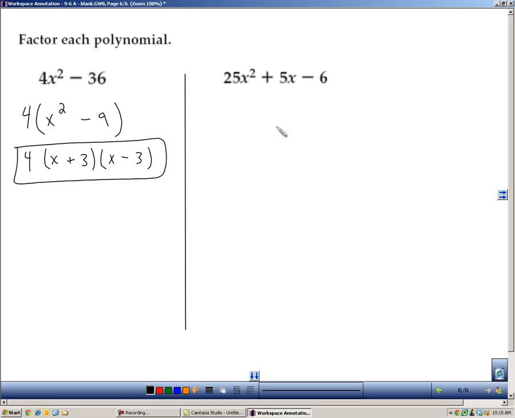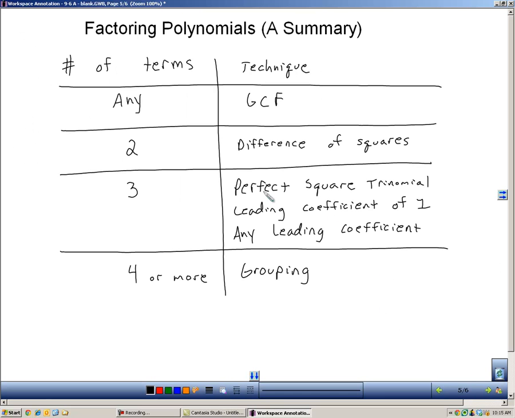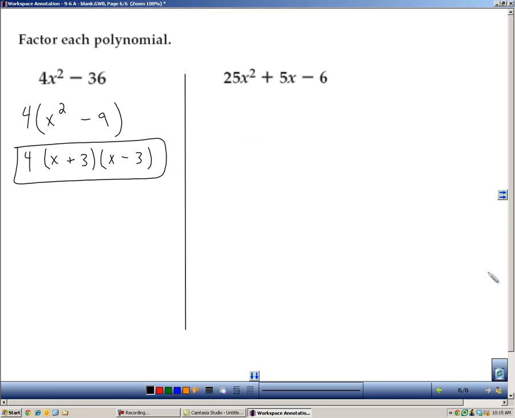Second one, there are no GCFs, so that's out. It's not two terms, so we can't use a difference of squares. So we're going to have to use three terms. Hopefully you notice that this 6 is not a perfect square. I'll go back to my list here. So we have to rule out a perfect square trinomial. We can't use that shortcut. So we're left with the diamond. We're going to have to solve it that way.